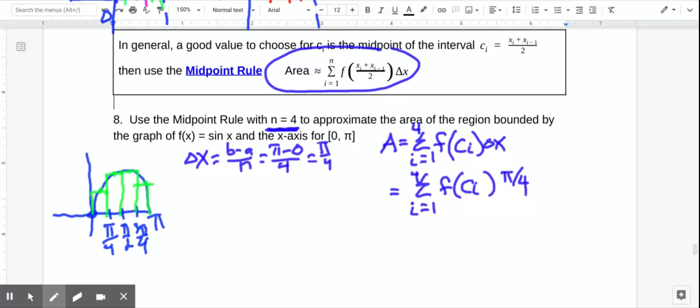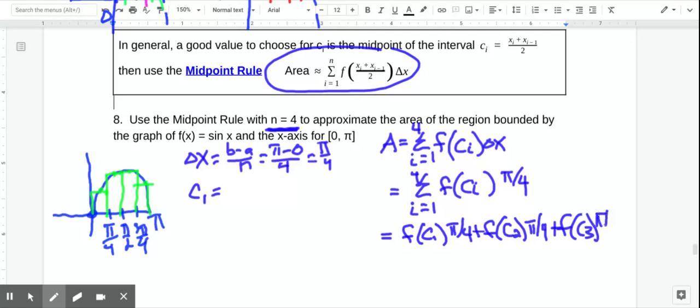Okay, so we can actually do these individually, no big deal. So c1, okay, remember, we're going to take these and plug them in one at a time. So we're doing f of c1 times pi over 4 plus f of c2 times pi over 4 plus f of c3 times pi over 4 plus f of c4 times pi over 4. So we need to figure out what c1 and c2 are and all of that.